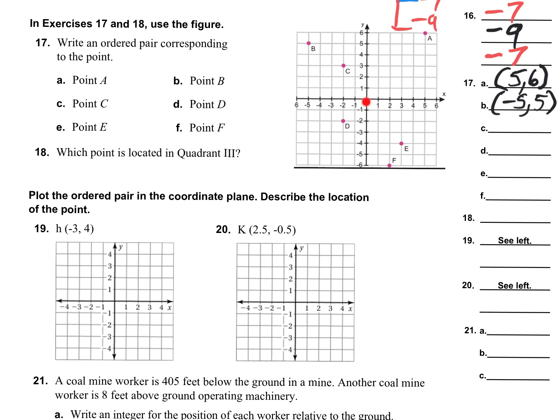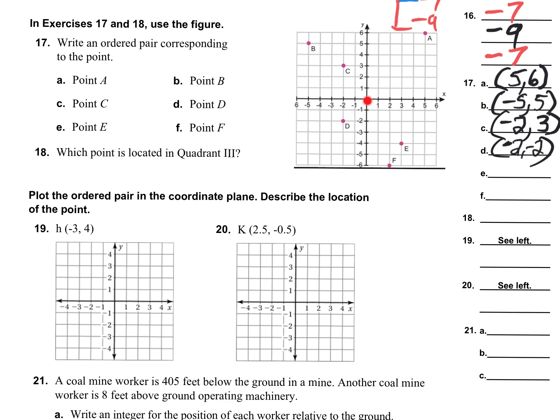Okay, for C, we're going to start at the origin and go 2 backwards, negative 2, up 3. So that gives us (-2, 3). Make sure you do parentheses. For D, we're going to start at the origin and go backwards 2, so negative 2, but this time down to negative 2. So (-2, -2).